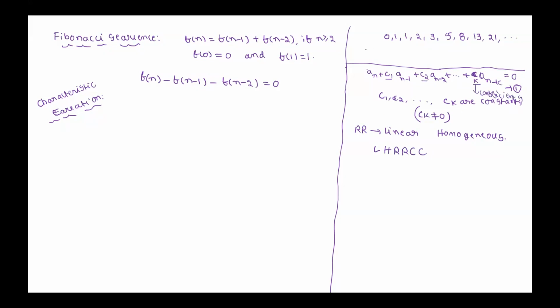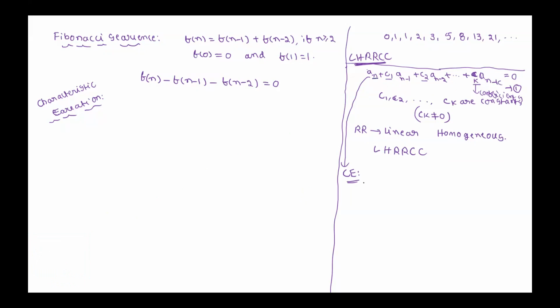How to solve linear homogeneous recurrence relations with constant coefficients? Given a linear homogeneous recurrence relation with constant coefficients, we write the characteristic equation. What is the characteristic equation? Associated with the given recurrence relation, it is a polynomial. What is the order of this recurrence relation? What is the gap between the nth term and the smallest term given here? Yes, K. So the order is K.